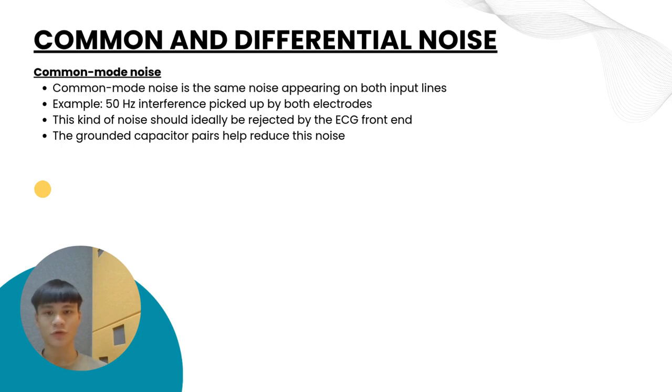Starting with common mode noise. Common mode noise is exactly the same noise appearing simultaneously on both input lines. A classic example is 50 Hz interference picked up equally by both the positive and negative electrodes. Ideally, this kind of noise should be entirely rejected by the ECG front end. So in our circuit, grounded capacitor pairs will help to effectively reduce this noise.